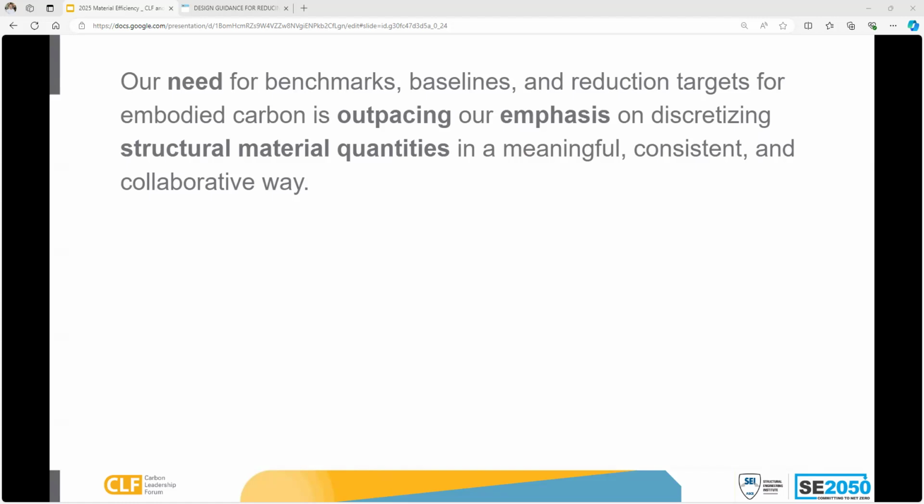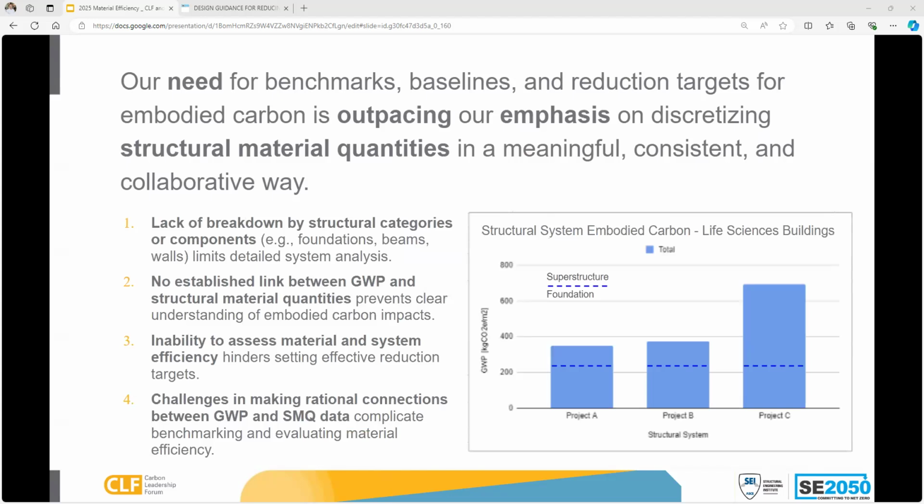But I fear that need is slightly outpacing the emphasis we're putting on reviewing and organizing our structural material quantities in a meaningful way. Francis mentioned policy and potentially setting carbon intensity limits. And Fraser, of course, you mentioned using less material is number one on the hierarchy list of reducing embodied carbon of structural systems. The problem is we're not collecting material quantities and we're not talking about material efficiency. Okay, so if we can go to the next slide, Fraser, please.